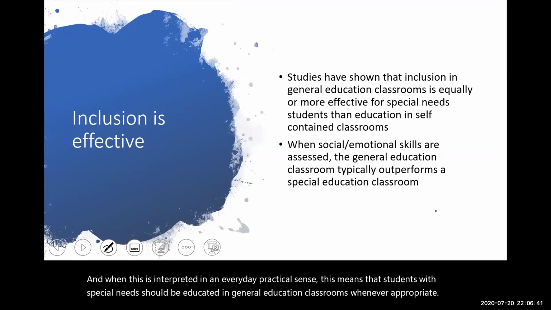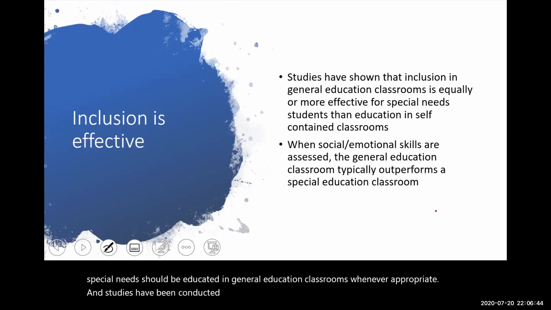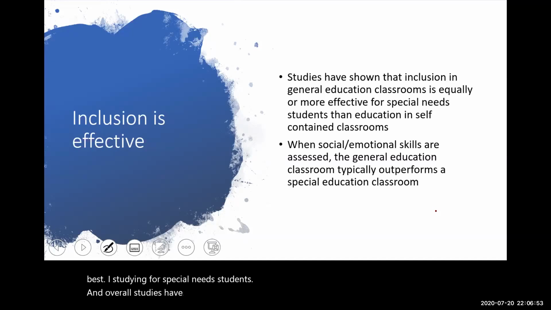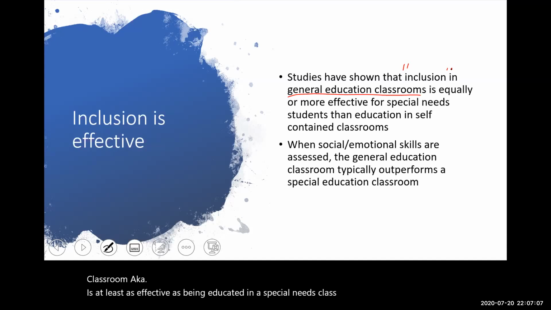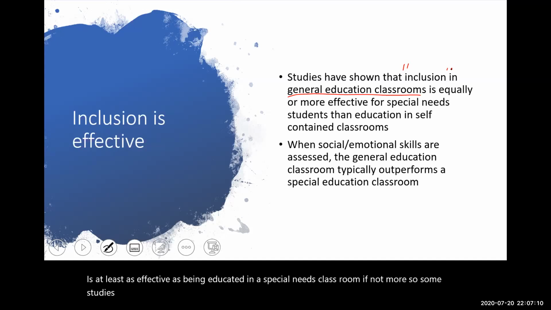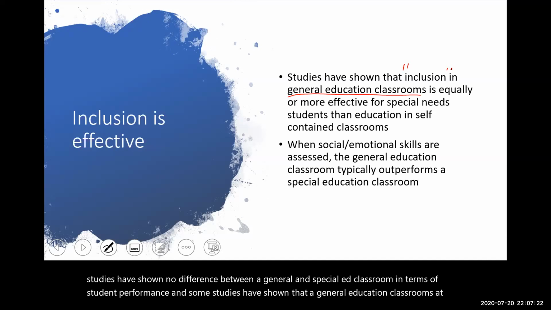And studies have been conducted to understand whether or not general education is really the best setting for special needs students. And overall, studies have shown that education of special needs students in a general education classroom, AKA inclusion, is at least as effective as being educated in a special needs classroom, if not more. So some studies have shown no difference between a general ed and special ed classroom in terms of student performance. And some studies have shown that general education classrooms outperform special education classrooms.